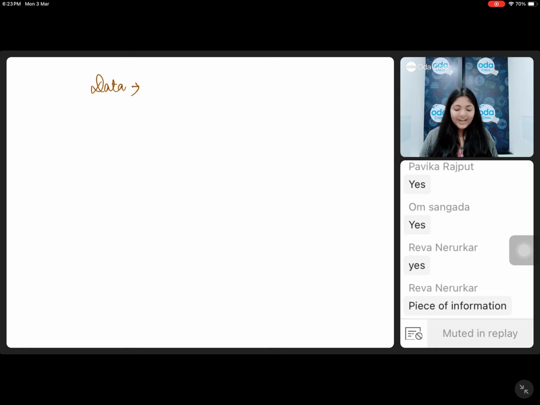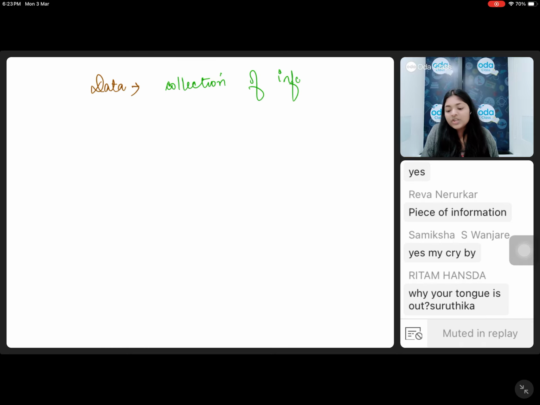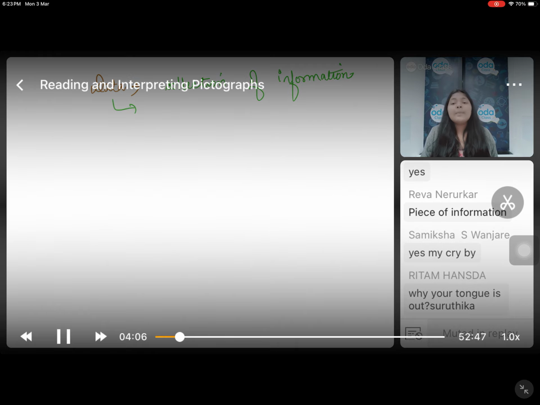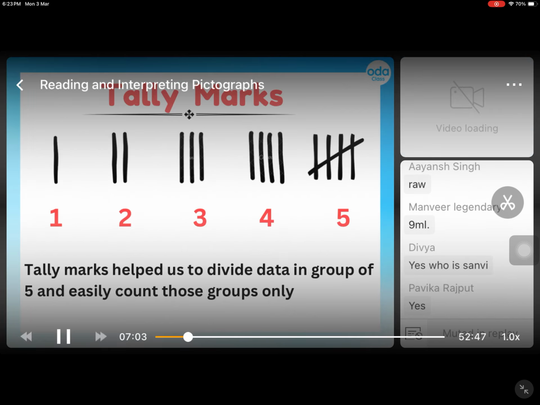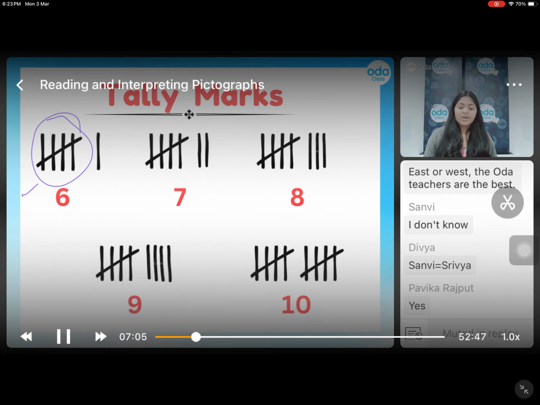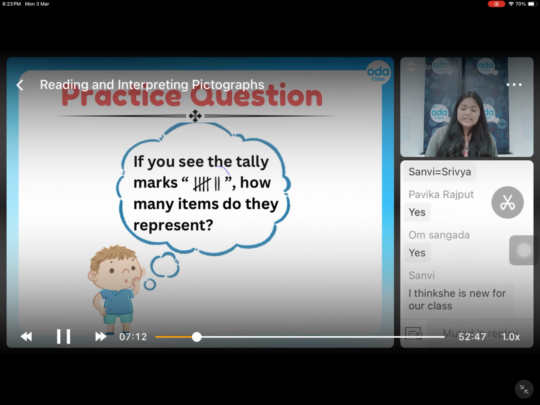Okay, so data is what? It is the set of information. It is the collection of information. It can be in the form of what, bacha? What are the forms? Data can be also discussed about more than five. This is how we started the bundle of five. So tell me, what is this representing?